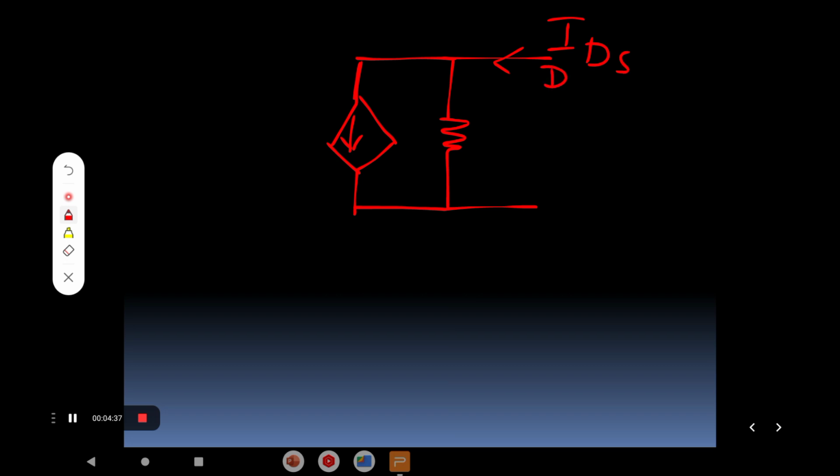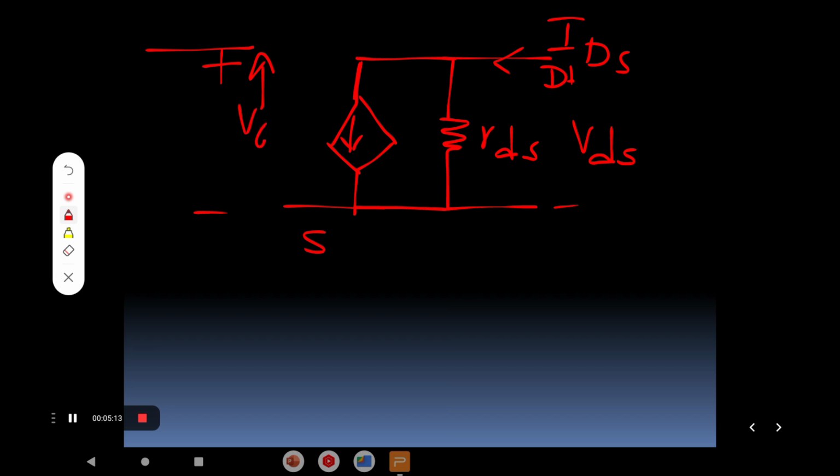So this is nothing but the drain terminal. Obviously, it is nothing but a source terminal. Drain terminal, source terminal. So this value is equal to RDS. So this voltage drop is equal to delta VDS. In the input side, this can be represented as positive, negative. This voltage drop is equal to delta VGS. Why? Because this is an open terminal.